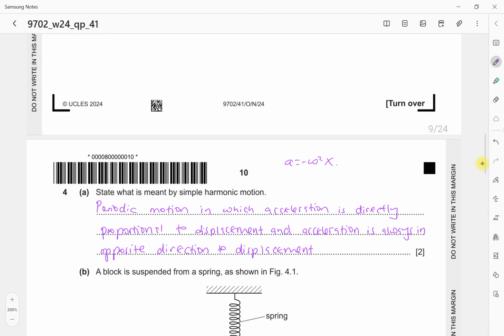Acceleration is always in the opposite direction to displacement, or you can say acceleration is always directed towards a fixed point. The fixed point is the equilibrium position.